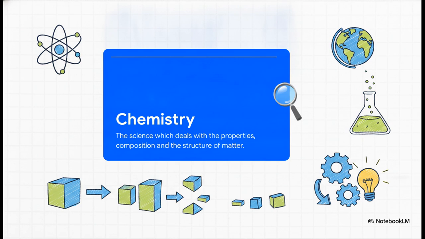But here's the thing, matter is literally everything. It's way too vast for anyone to study all at once. That's exactly why scientists need distinct branches. By carving this massive subject up into specific areas, researchers can focus deeply, and that is how we achieve real breakthroughs.